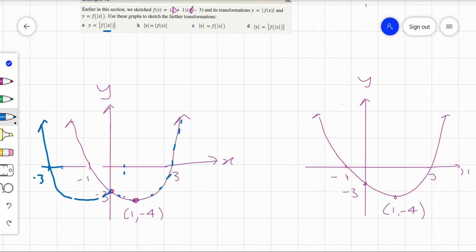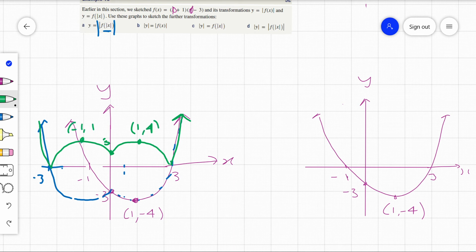Now if I want the absolute value of that whole graph, it means any parts under the x-axis become positive. I'll do that in green. This is already positive, stays positive. This part needs to be positive. This part also needs to be positive. This part's already positive. So the green curve is what we're going to get. Of course, this is going to be 3 because I've reflected. This is going to be 1, 4. And this is going to be minus 1, 4. So there you have it.